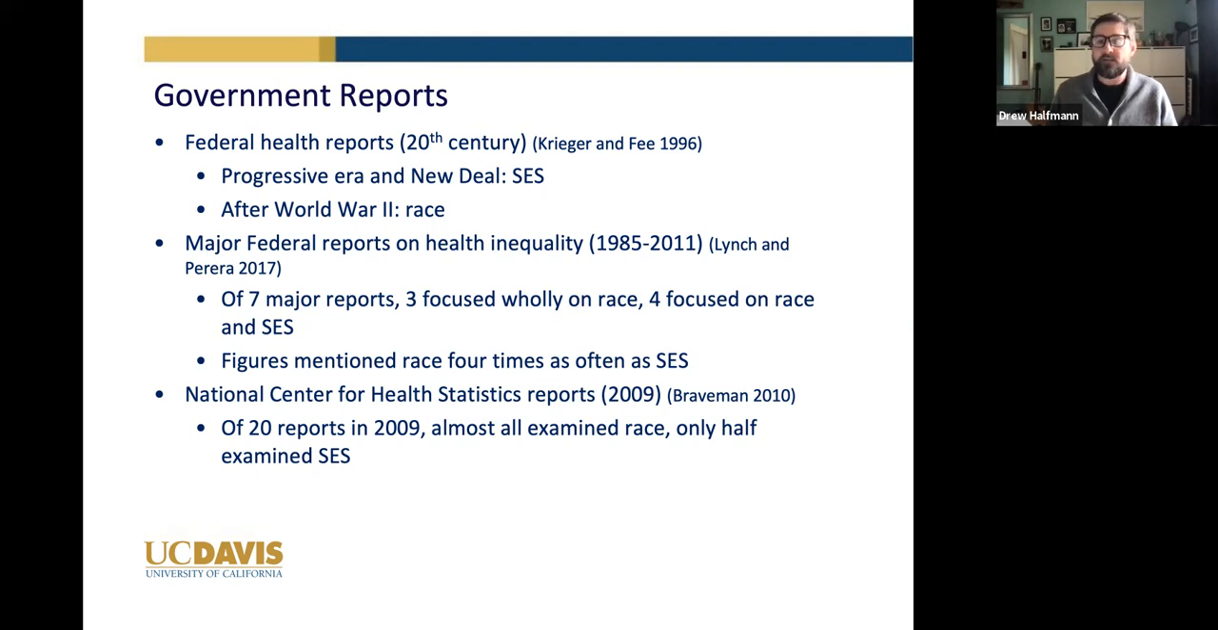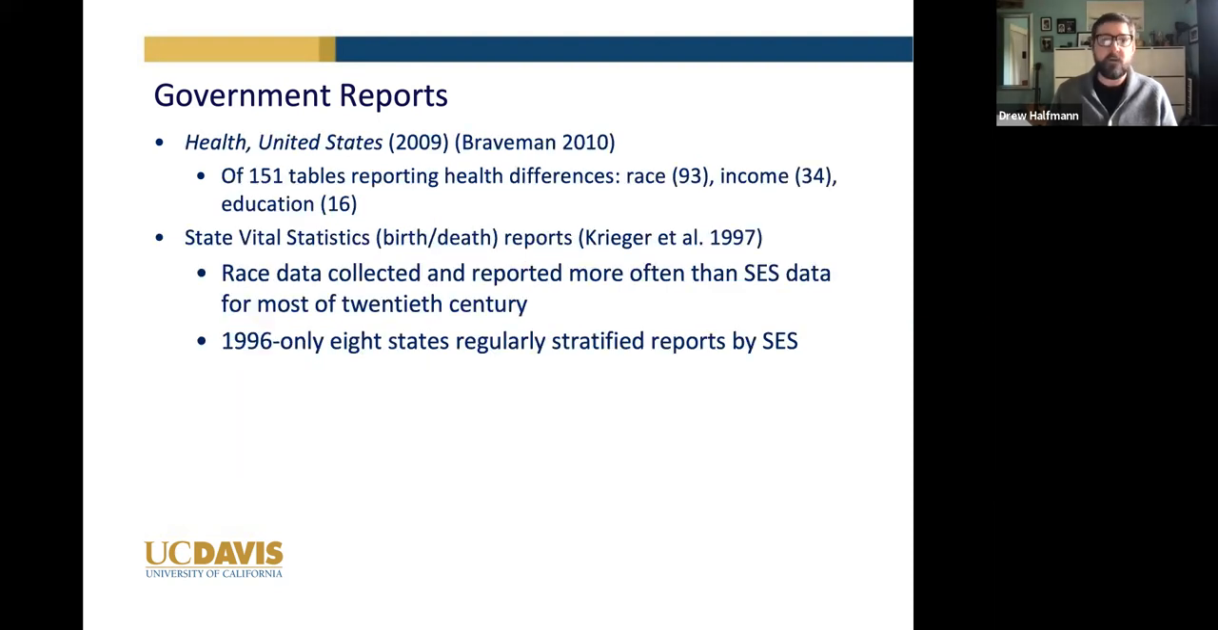Another study makes similar arguments about reports from the National Center for Health Statistics. Another makes similar arguments about Health United States from 2009. A paper by Krieger in Public Health argues that race data was collected and reported more often than SES data for most of the 20th century in vital statistics reports, so this is birth certificates and death certificates, and that in '96, only 8 states regularly stratified their reports by SES. Many states were collecting education information by that point, but few were reporting it.